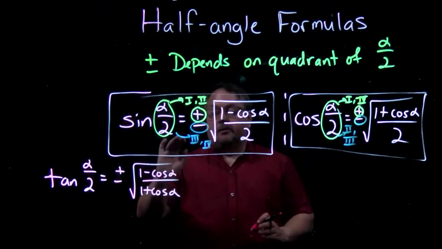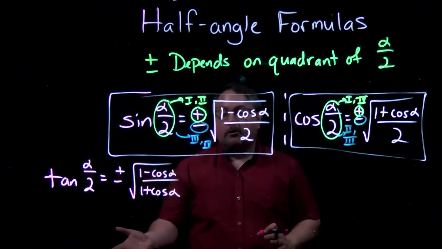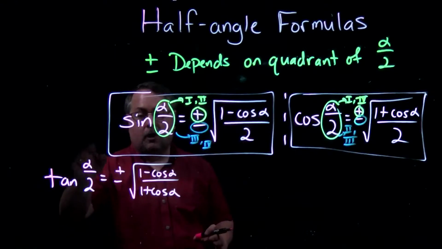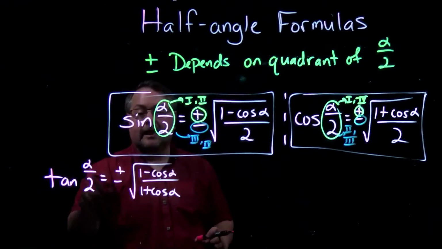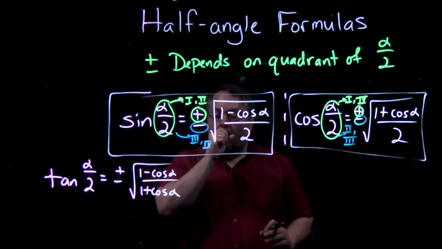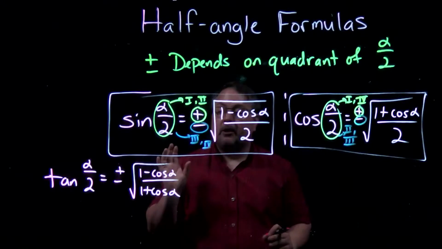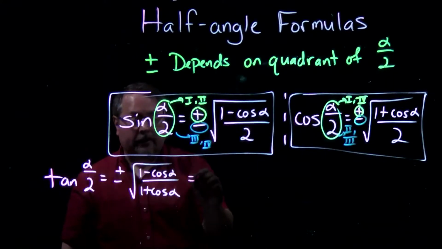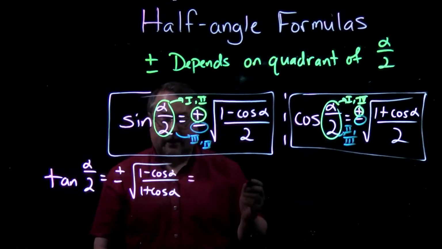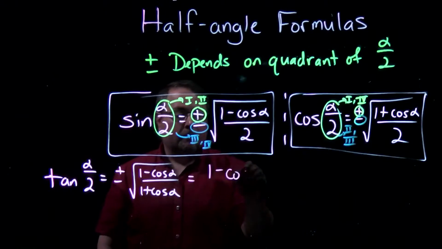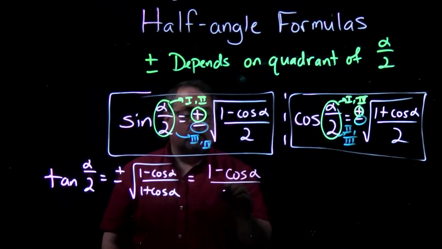Again, the choice of plus or minus is going to depend on the quadrant of alpha over 2. We take the positive square root if alpha over 2 is in quadrant 1 or 3, and take the negative square root if we're in quadrants 2 or 4. We can also use conjugates, or we can use the power reduction formula for tangent in order to get a couple other alternative half-angle formulas for tangent. One of them is 1 minus cosine alpha over sine alpha.